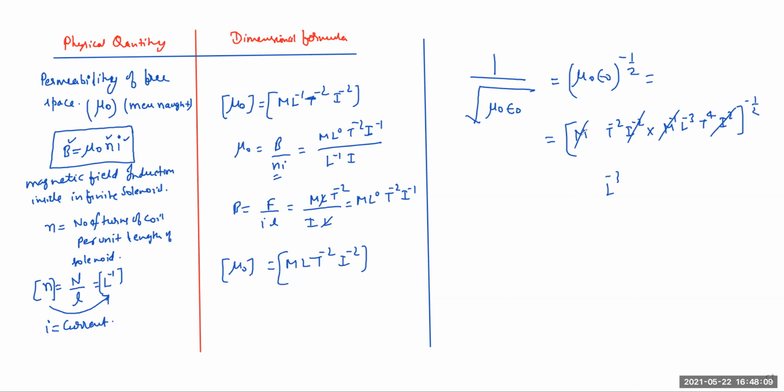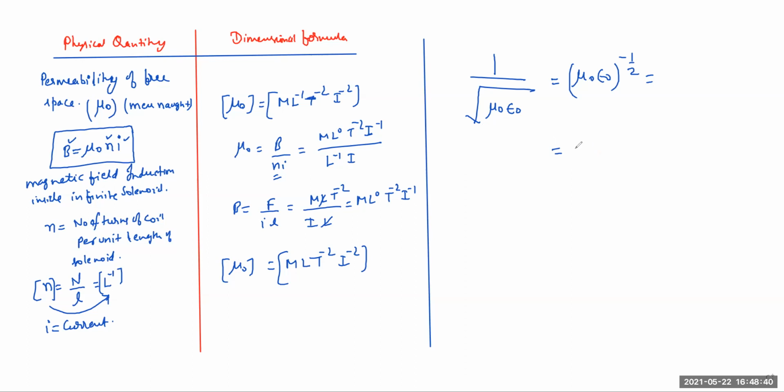Sir, so answer will be M0, then L will be minus 1, minus 1, and T will be 1. So you're saying after taking the square root or without the square root? First tell me that. After taking a root. Okay, so let me do this. There's some mistake there also.